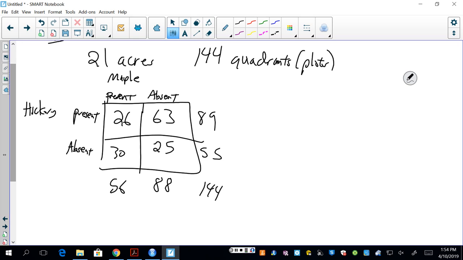And so a question comes out of these data: are the presence of hickory and maple trees independent of one another? Do they tend to grow together? Does one discourage the other one? Is there any interaction between these species? Are the presence of maple and hickory independent of each other?